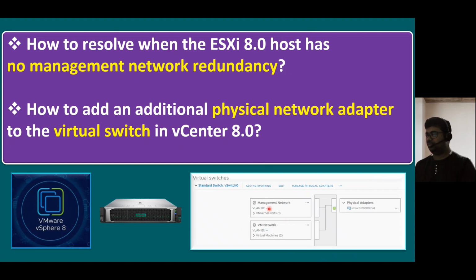Within our virtual switch, we have a management network and also the VM network. And this is the virtual switch. The physical adapter is currently only one, VMNIC 0. So when we have one physical NIC within our virtual switch, we receive this error message: Host has no management network redundancy. So the solution is we have to add an additional NIC card.